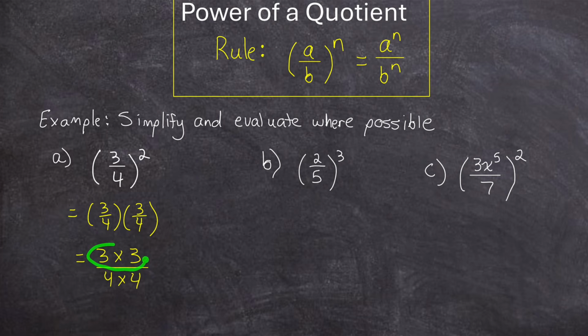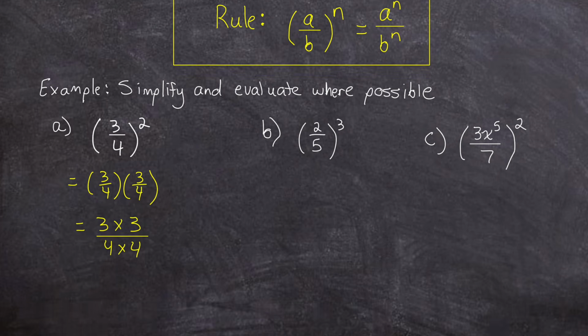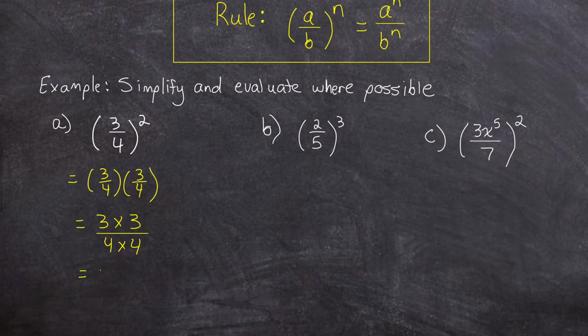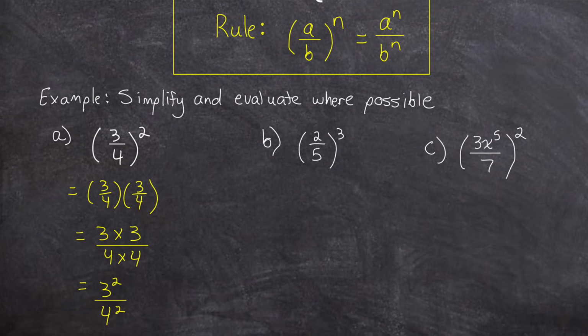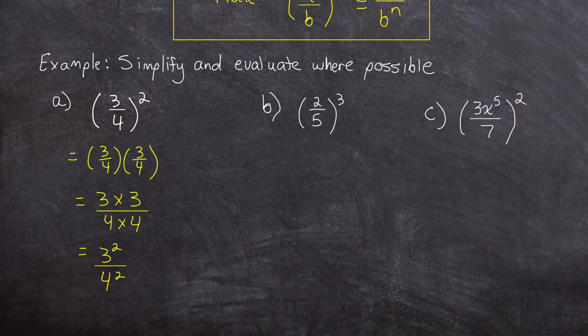In the numerator, notice it's just 2 factors of 3 being multiplied together. I could rewrite that as a power, 3 squared. And same thing in the denominator, I could rewrite that as 4 squared. So notice what we did was we used this rule. We just took the exponent and applied it to both the numerator and denominator. This 2 got put as the exponent on the 3 and the 4 to give me 3 squared over 4 squared. And then we should simplify that. That would simplify to 9 over 16.